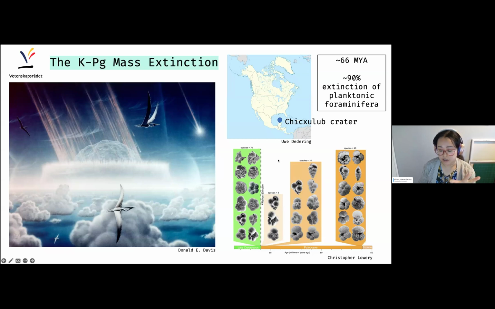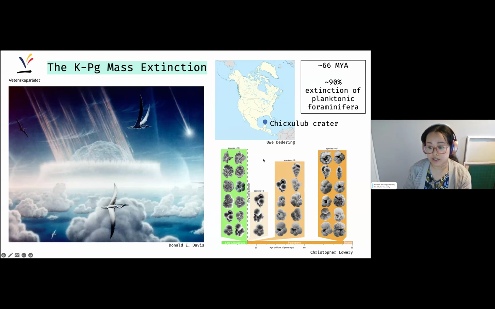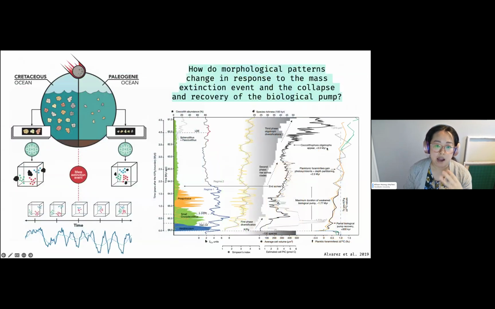And we really see an incredible amount of diversity that we've not matched since in planktonic foraminifera at the end of the Cretaceous, right before this extinction event. So I was interested in how morphological patterns change in response to this mass extinction event within planktonic foraminifera, in response to the collapse and recovery of the biological pump.